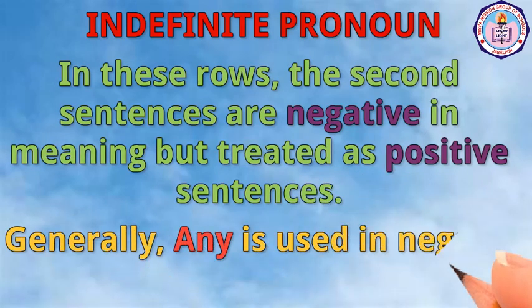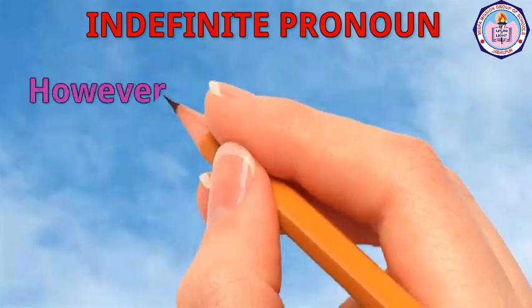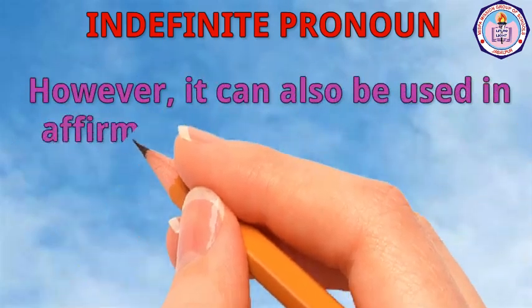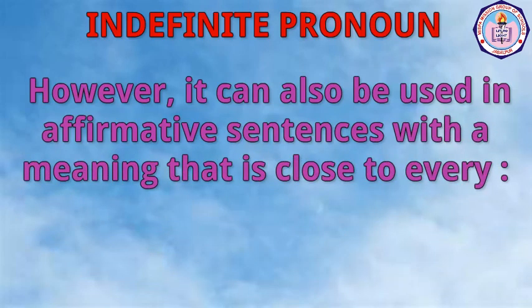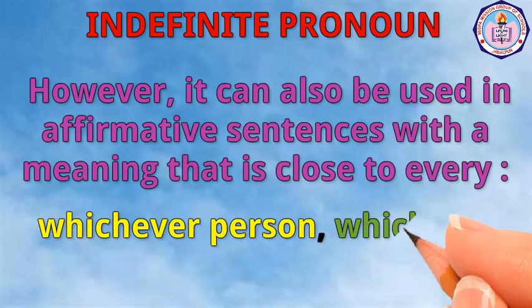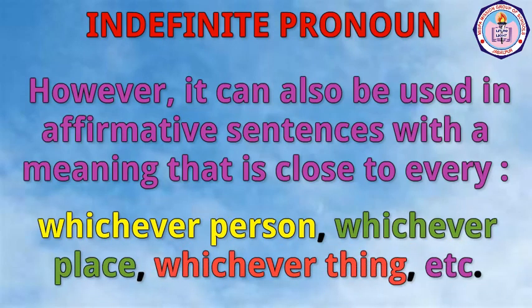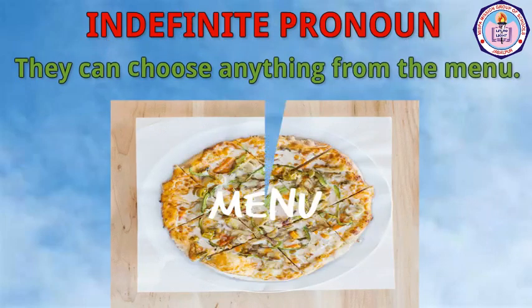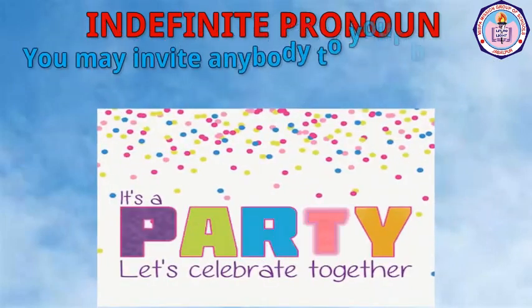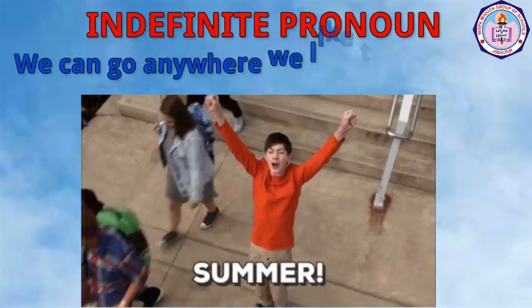Generally, any is used in negative and interrogative sentences. However, it can also be used in affirmative sentences with a meaning that is close to every: whichever person, whichever place, whichever thing, etc. For example, they can choose anything from the menu. You may invite anybody to your birthday party. We can go anywhere we like this summer.